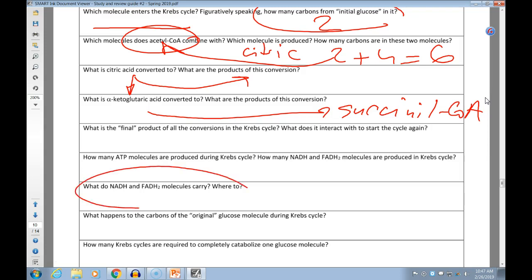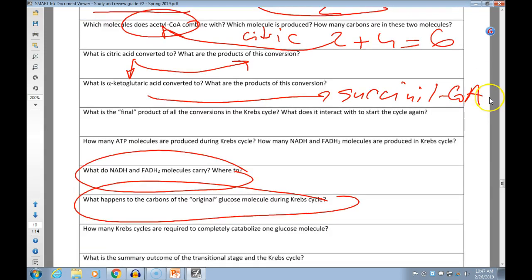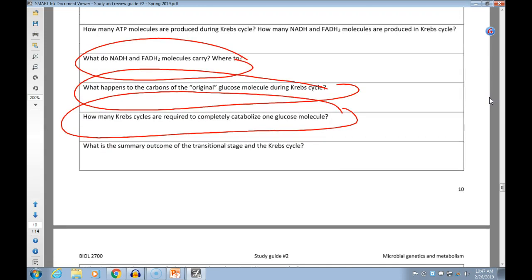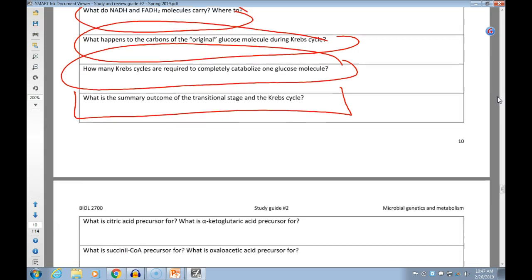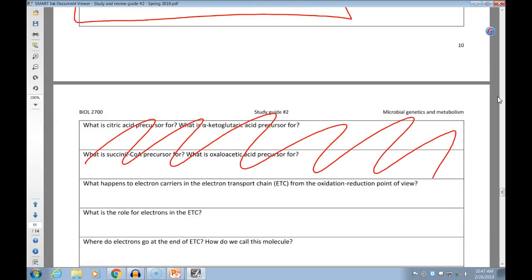Now, NADH and FADH2 carry electrons to the electron transport chain. The original glucose molecule is completely oxidized during Krebs. So you need 2 Krebs cycles to completely oxidize 1 glucose. So we got this, a summary outcome of the transitional and the Krebs. We didn't talk about this too, don't worry.